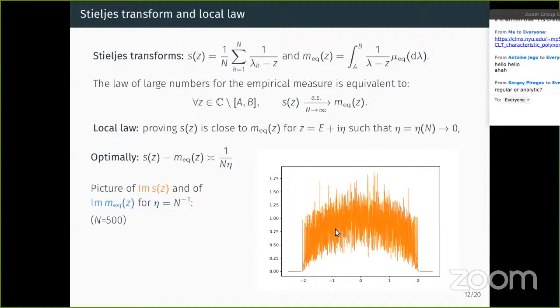Because really, 1 over n is the scale of the positions, the distance between particles in the bulk. So at this scale, there is no hope to have a convergence of the Stieltjes transform to the equilibrium Stieltjes transform.